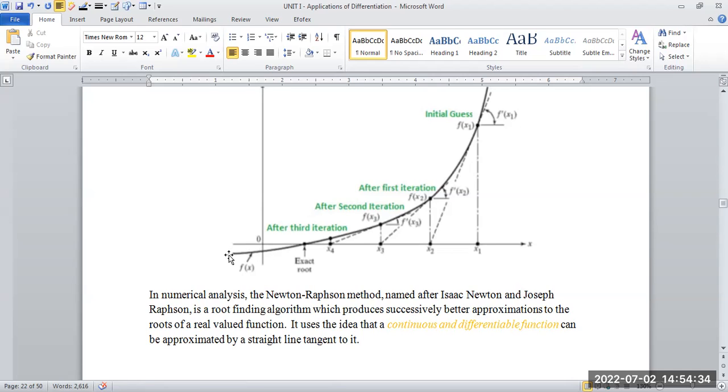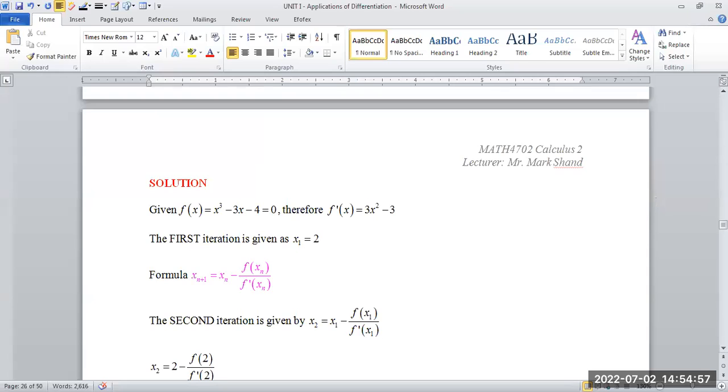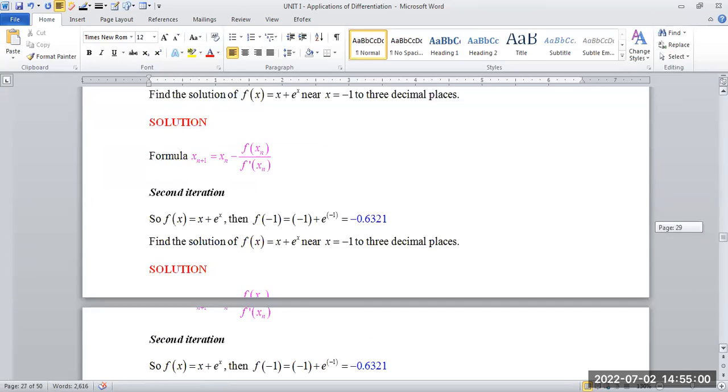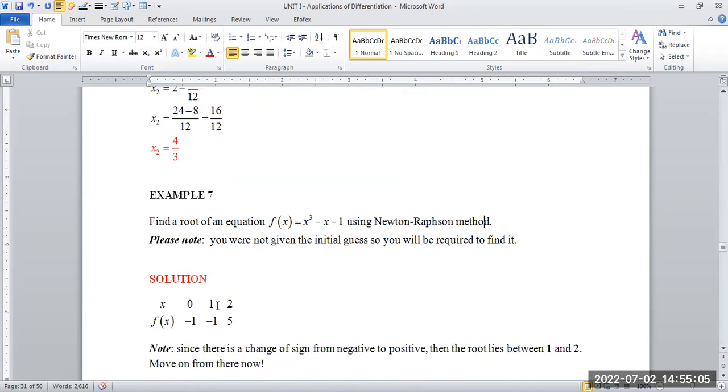Or if you read it the other way around, it's the same thing. I am negative, negative, negative, and at some point in time, I jump to positive. So this one was -1. Then when I jump over, I get 5. So it means that I would have passed my exact root at some point in time. Now that I've passed my exact root, I am going to be using 1 and 2 as my roots. Since there's a change of sign from negative to positive, the root lies between 1 and 2.